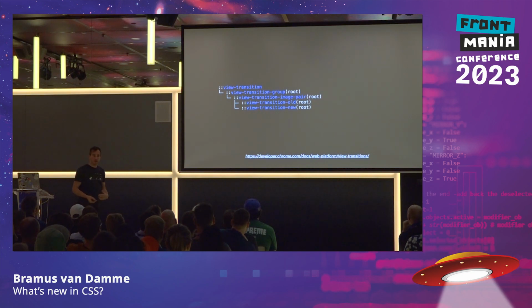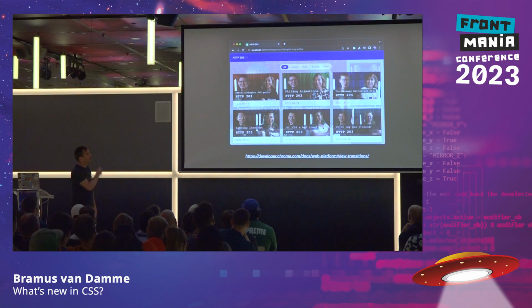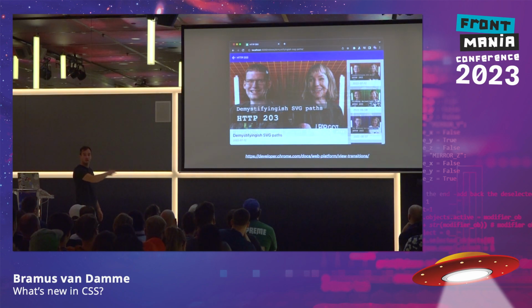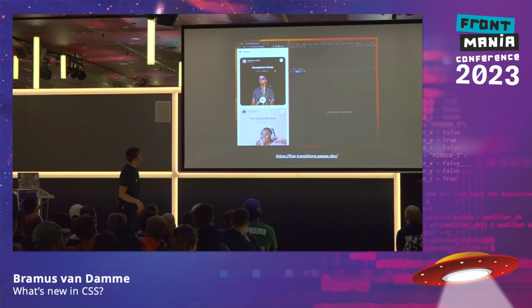magic will happen. The browser will automatically capture a before snapshot and an after snapshot and move the elements on the screen for you. I think this is really cool. You can target it with CSS. So for example, you can change the duration and say this should happen for 5 seconds, and you get this smooth fade.